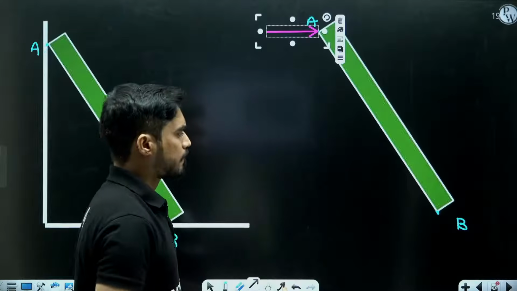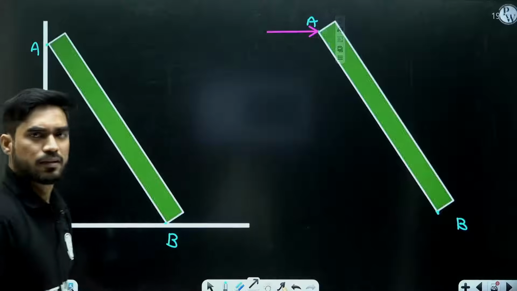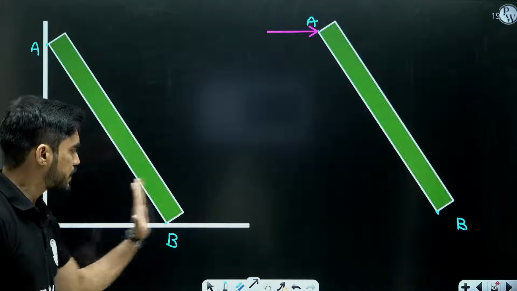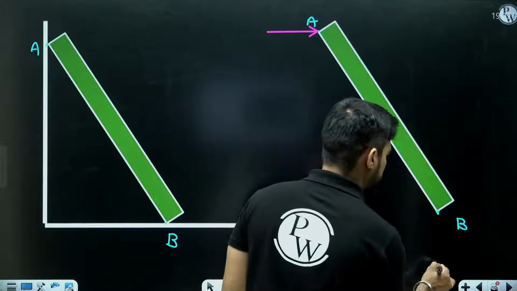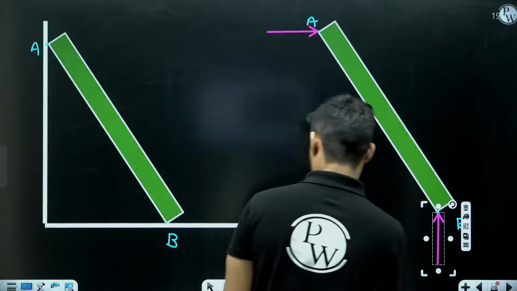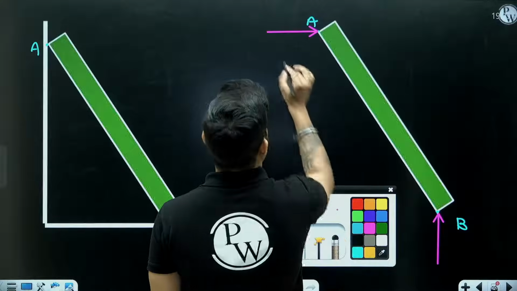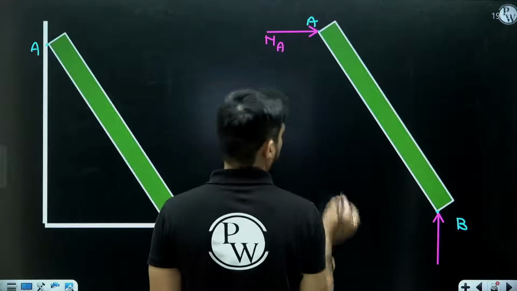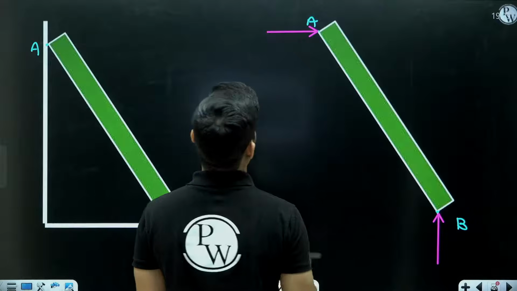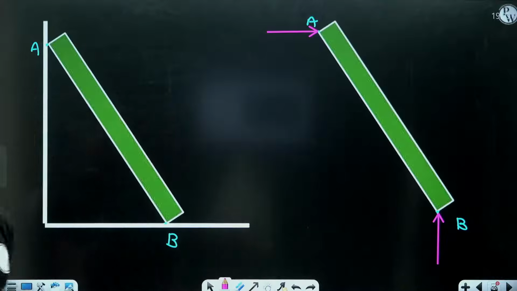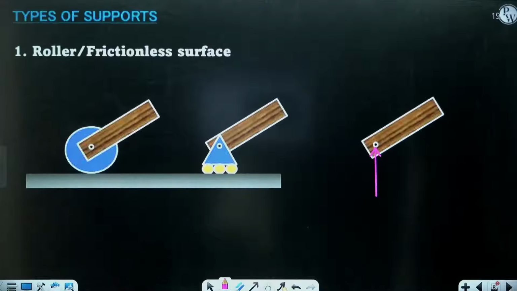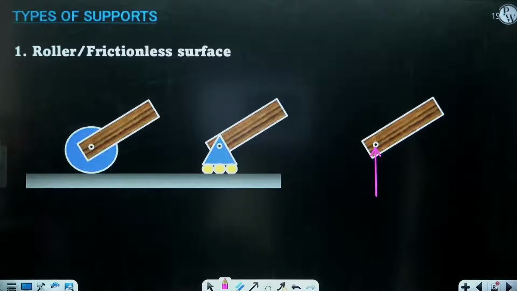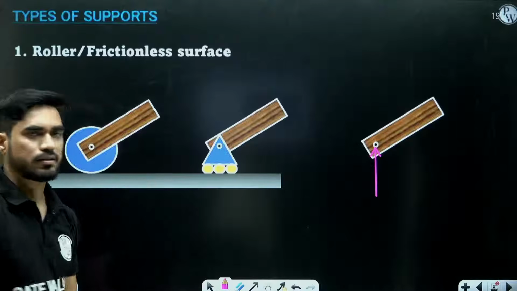Similarly, at point B, it can freely move in this direction, X direction, but it cannot move in Y direction. So I will get a reaction in Y direction like this. Let me call this RA or RB, or let's not call it anything. So you can see that both these types of supports are of the same category. We get only one reaction force normal to the surface.